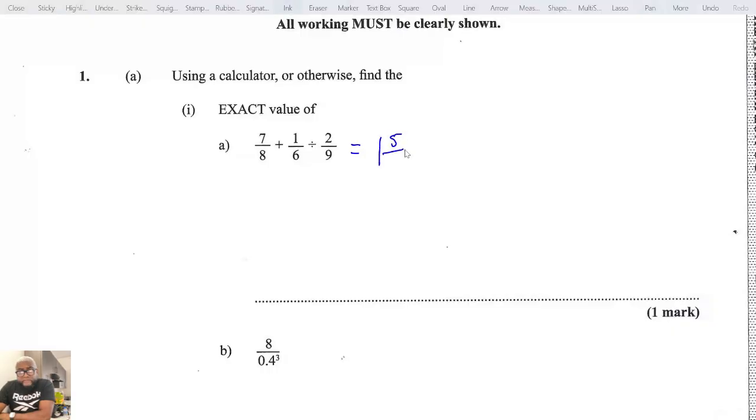1 and 5 over 8. Somebody needs to second this. Yeah? Online, you get this? Raise your hand if you get this online.